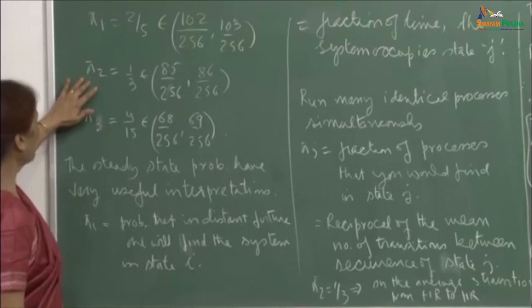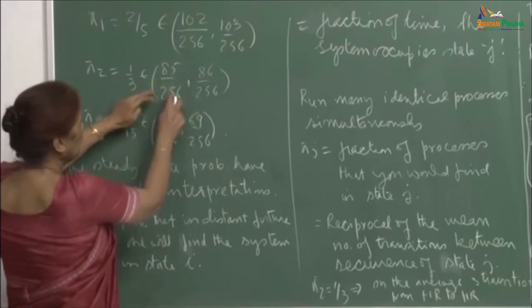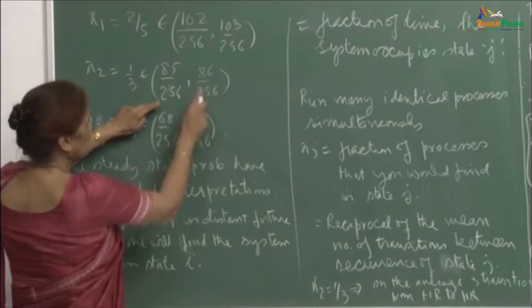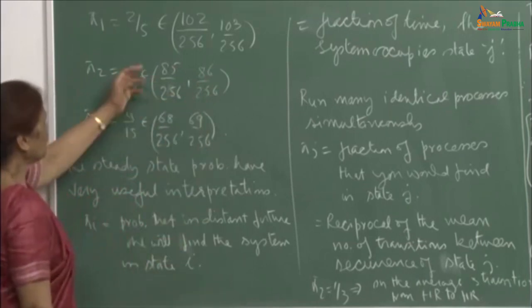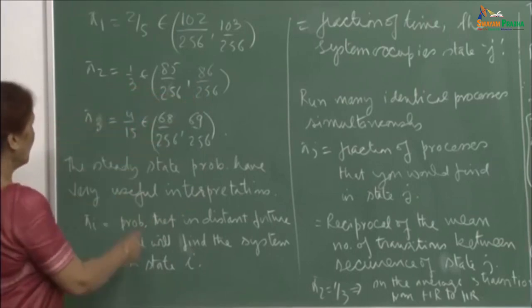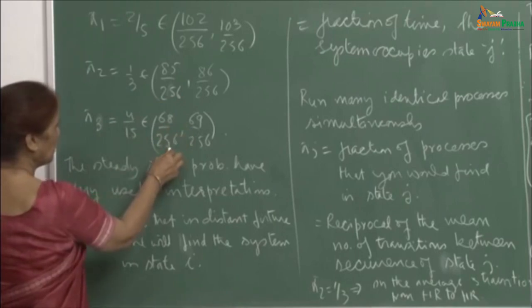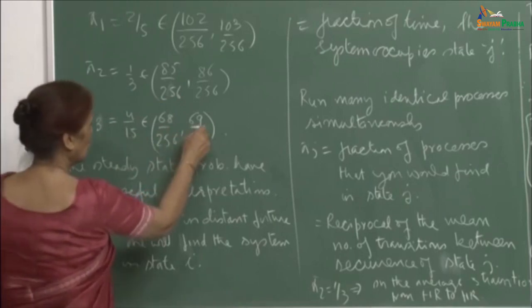Similarly, your pi 2 is 1 by 3, and this is also a number lying between 85 upon 256 and 86 upon 256, right? You can compare. So 1 by 3 lies between these two. And similarly, 4 by 15 is a number which is between 68 by 256 and 69 by 256.